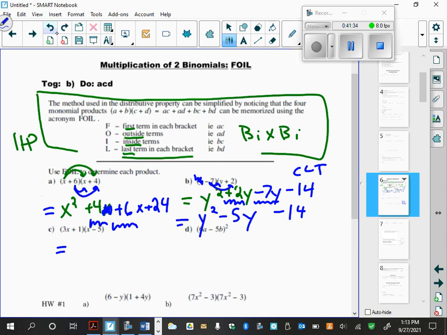So we'll learn that. More questions if we do. So bring the x squared down and the plus 24. You certainly don't have to do that first. And 4x plus 6x, is that 10x or 10x squared?